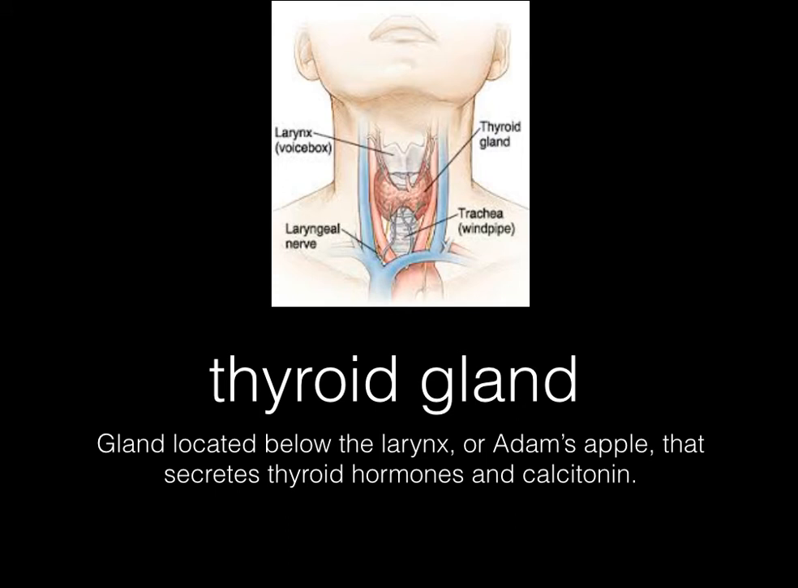And we have the thyroid gland, which we saw in a previous slide, but this is going to be located right here. And it's located below the larynx or our Adam's apple, which you can feel, especially if you're a male. You have a more pronounced larynx or Adam's apple. The thyroid secretes thyroid hormones and calcitonin.